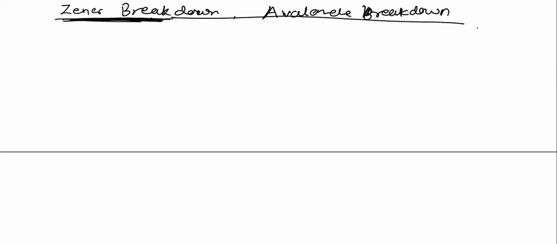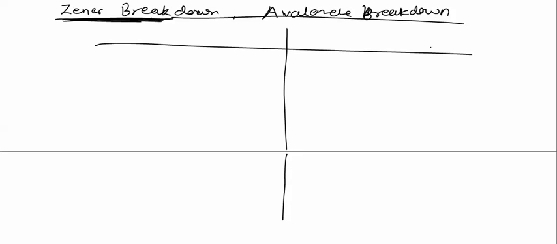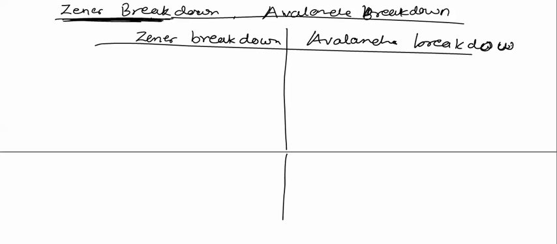Obviously, these two breakdowns occur in reverse bias diodes only, but depending on the doping of the diode, there will be only one breakdown in each diode: Zener breakdown or avalanche breakdown. Breakdown is nothing but a sudden increase in current in the diode in reverse bias.